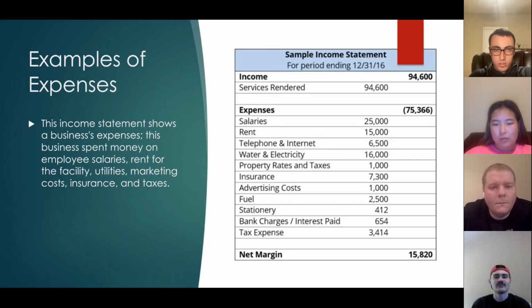And here's an example of expenses on an income statement. The business spent money on salaries for the employees, rent for the facility, utilities, marketing costs, insurance, and taxes.